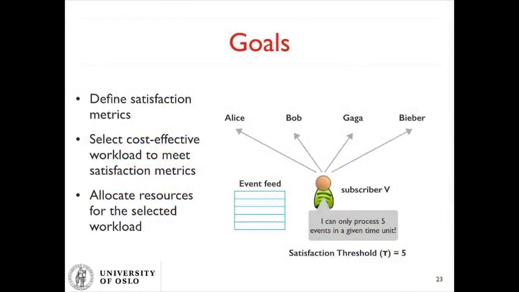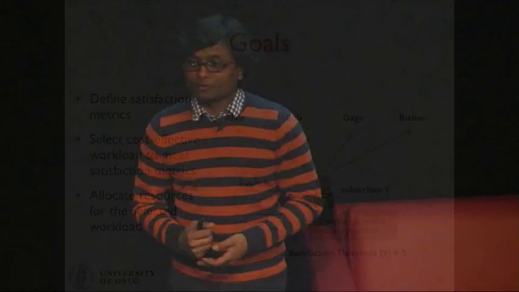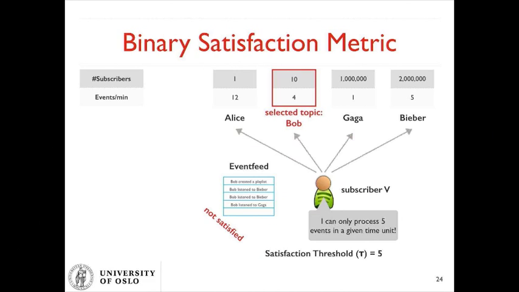Because Spotify, for example, does not consider this to be a critical infrastructure, but they still want to have this feature with as little cost as possible. So to achieve this, we define satisfaction metrics, and the goal is to select cost-effective workload to maximize the satisfaction of the subscribers, and also allocate resources to achieve that.